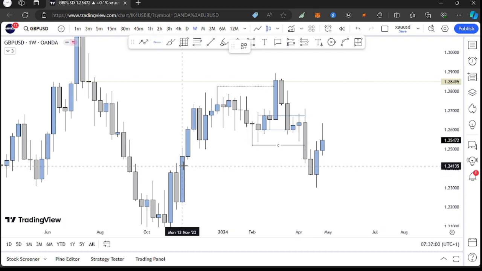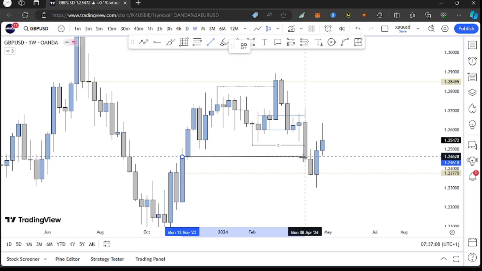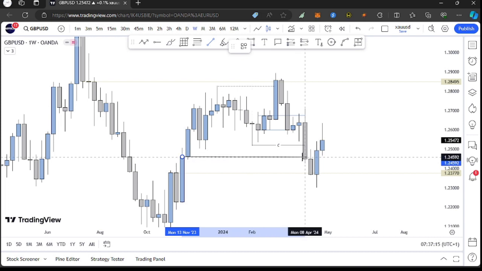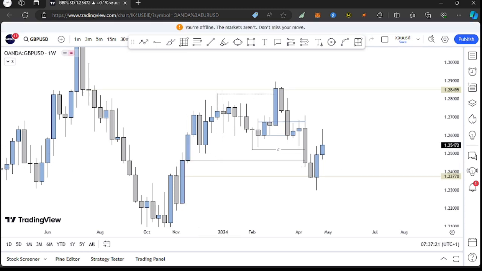And then we had this weekly support level I marked, and I also marked this one here. These are the two support levels, but because of the gap between here and here, you see this imbalance, so I said we'll hold on to this second level, and then it was refined.